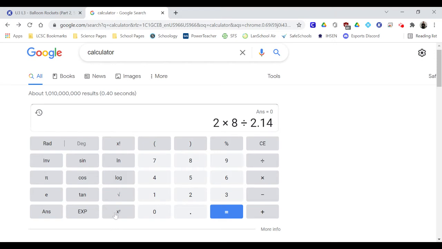So over on the left side here, I have this little x with a little y up there. That little y is going to be our exponent. So if I click this now that I've typed in 2.14, that's going to be where the x is, and then I'll be able to type a number in where the y is. It asks, what do you want that exponent to be? I want it to be 2. I want it to be squared. So now I'm taking 2 times 8 divided by 2.14 squared. If I hit equals, that is my acceleration, 3.49-ish if we round it to 2 decimal places.